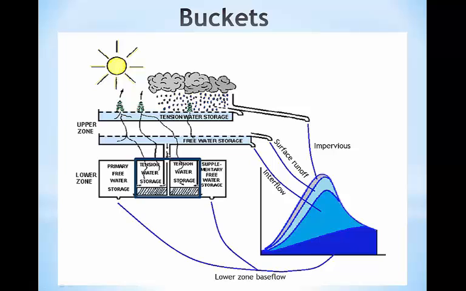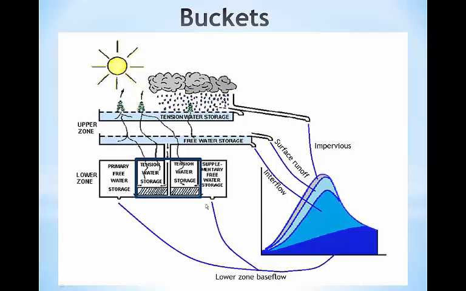Any water that percolates down into the lower zone is going to have to fill the lower zone tension water bucket before it can overflow into the lower zone free water buckets. There are 2 buckets here, but we don't have to worry about that for now. When the lower zone free water buckets drain, they show up in the river very slowly. It's a very drawn out process.